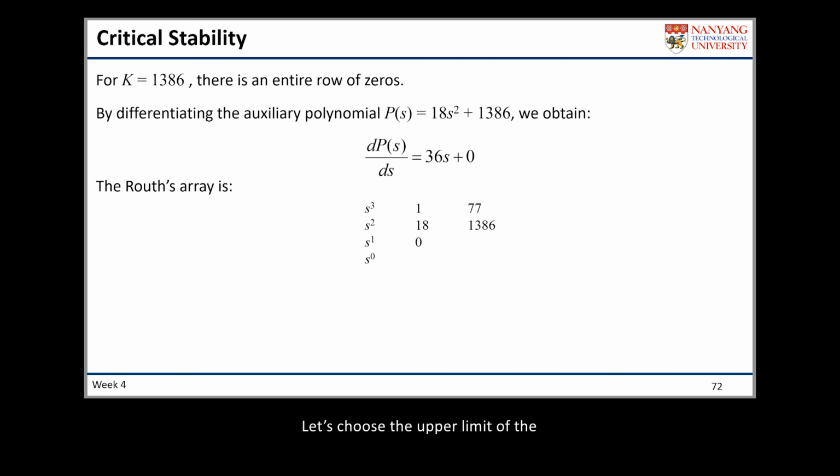Okay, now what will happen if I set the gain K exactly at the limit of the stability? Let's choose the upper limit of the stability, which is 1386. So I will form the Routh array as before. You still remember, if you refer to the previous slide, this part will be equal to 1386 minus K over 18. So when I set the gain K equal to 1386, this part will be equal to 0. So this is the only element on the third row. This row only contains one element.